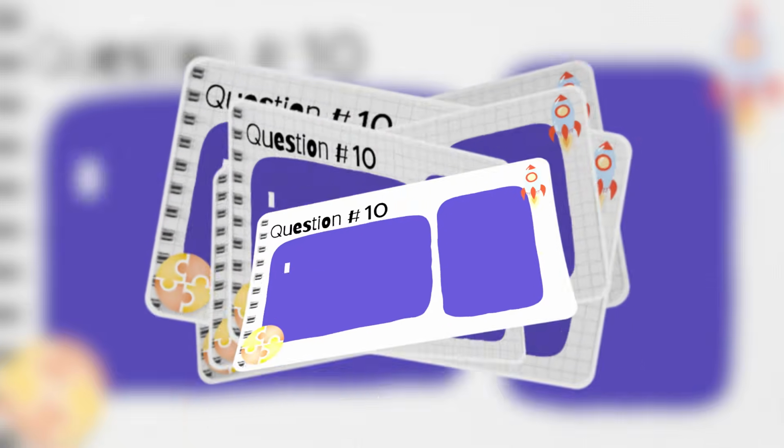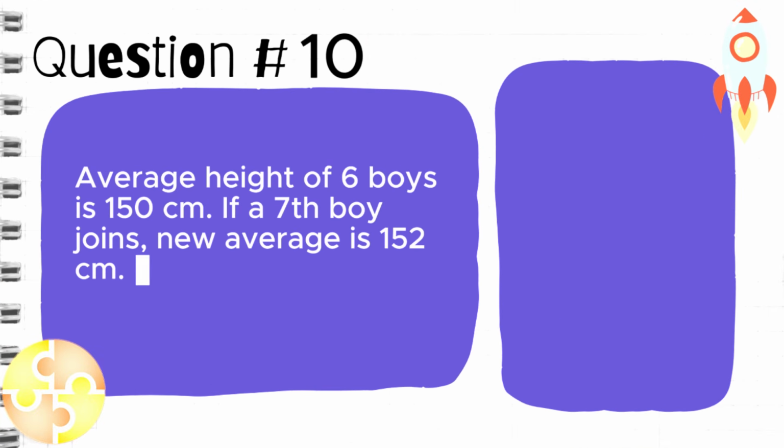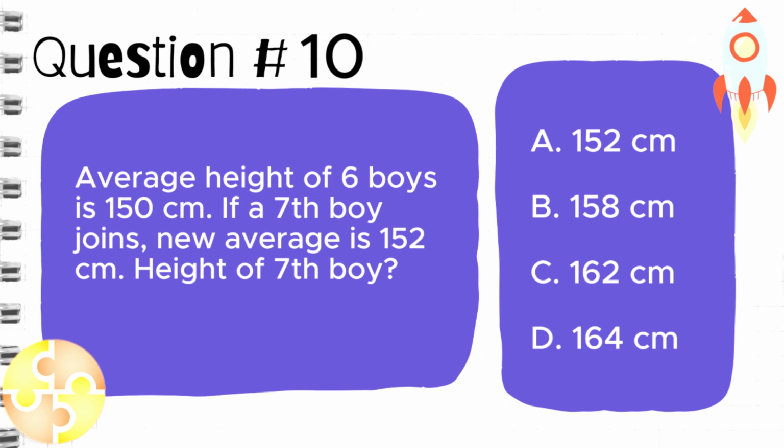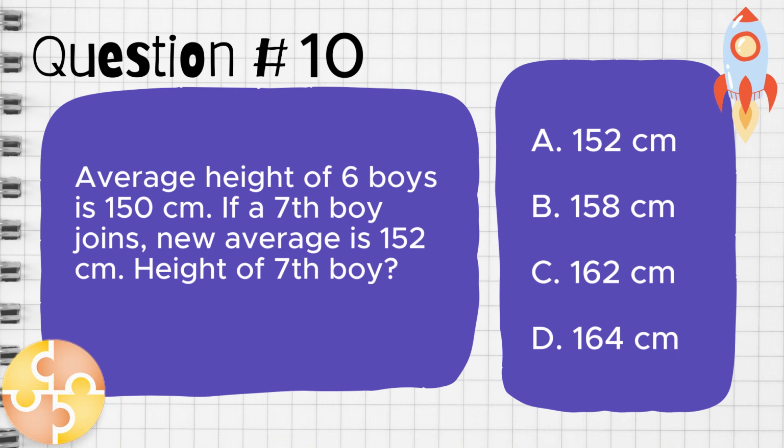Question number 10. The average height of 6 boys is 150 centimeters. If a 7th boy joins, the new average is 152 centimeters. What is the height of the 7th boy? A. 152 centimeters. B. 158 centimeters. C. 162 centimeters. D. 164 centimeters.